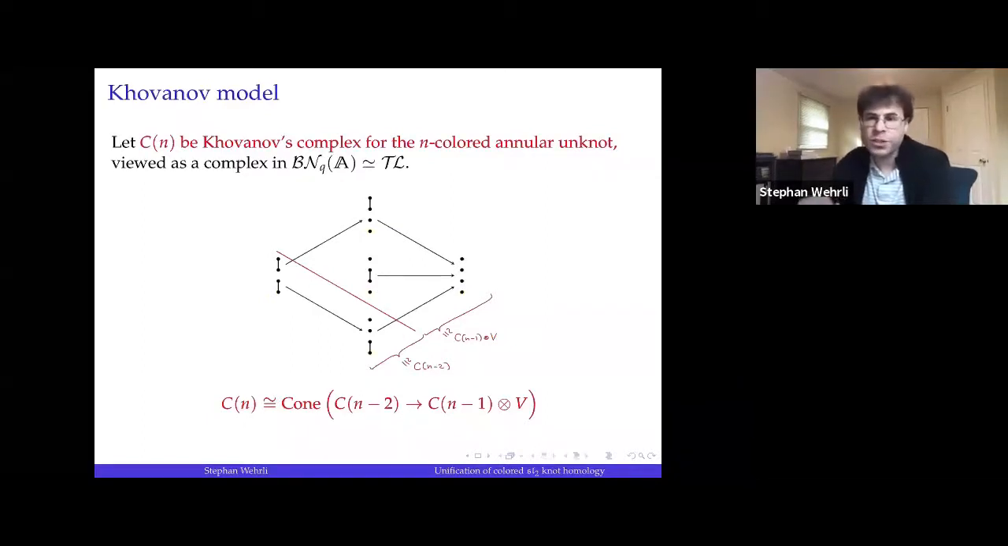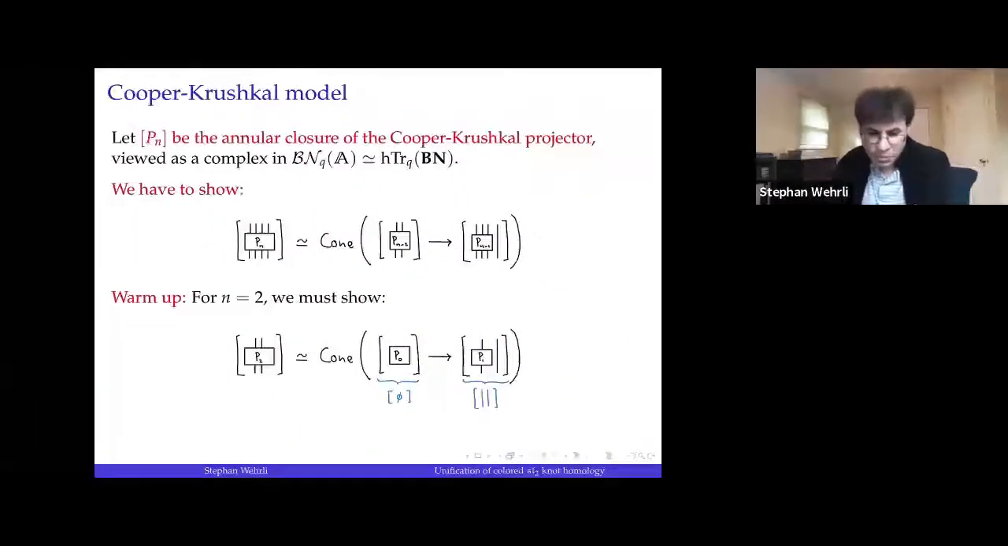Now, what about Cooper-Krushkal's construction? Well, so now let P, bracket Pn denote the annular closure of the Cooper-Krushkal projector. And we can view this annular closure either as a complex in the quantum annular Bernoulli category or in the quantum horizontal trace of Bn. By annular closure, I just mean we identify the top endpoints with the bottom ones, and we do this in the annulus. And we want to show that this yields a model. So we have to show that the closure of Pn can be written by such a cone where over here we have an extra strand. So how can we do this?